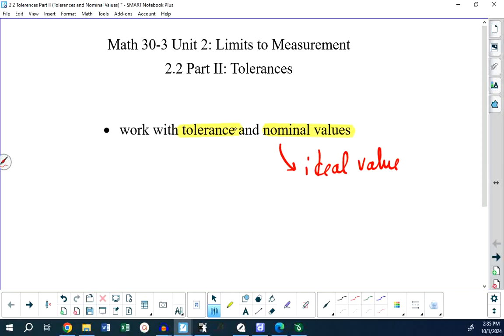Now, is there an ideal value for the shelf? Sure, there's a value that I'm going to measure. I'm going to say, well, I want the shelf to be 32 inches deep. But does that mean I have to cut it exactly 32 inches? No. But the 32 inches is the nominal value. If in a perfect world I could measure it exactly, that would be the ideal value. So this is what you're always aiming for. We'll get to tolerance in a bit.